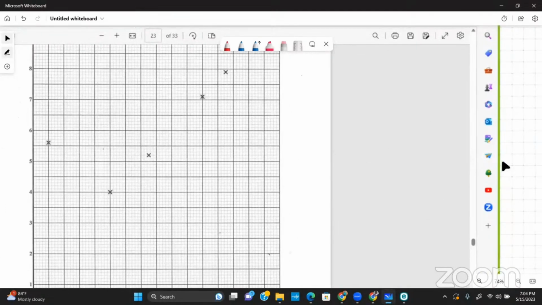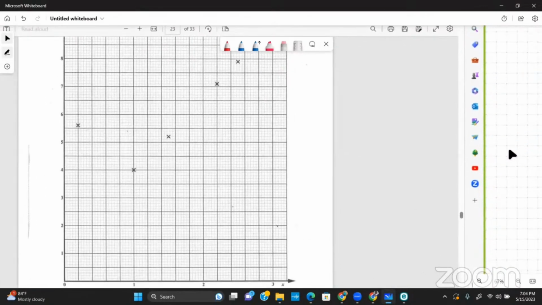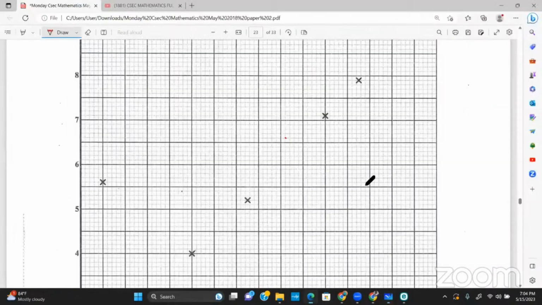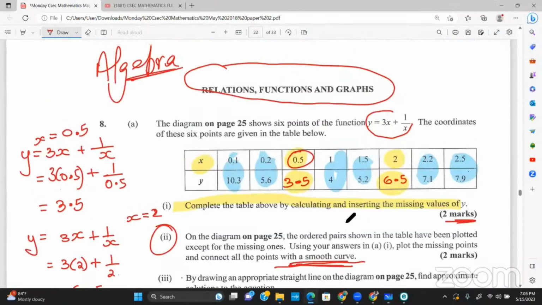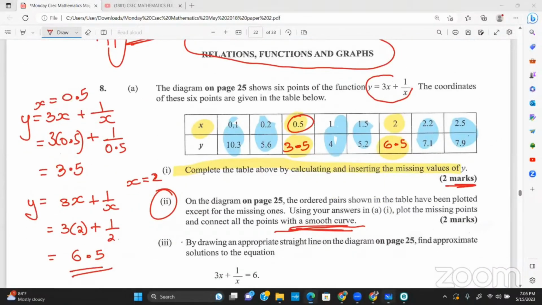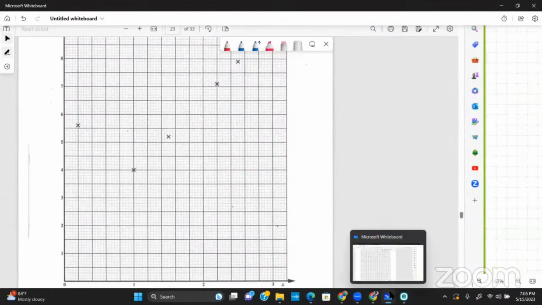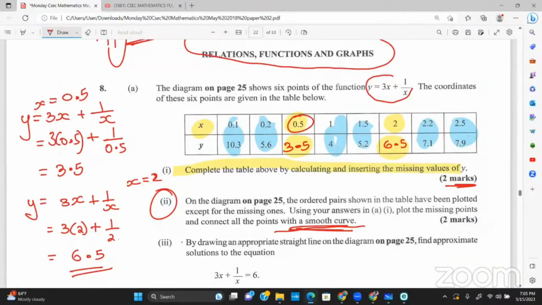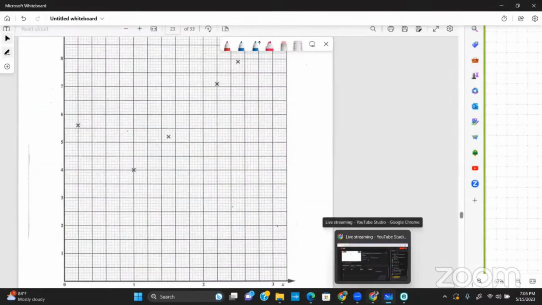So what we're going to do now is the plotting. Let me get the table now. Here's the table of values. So we want to plot 0.5 with 3.5.